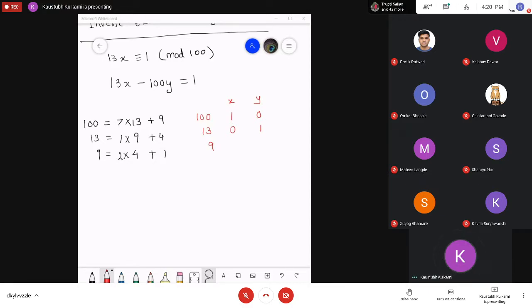One and 7. Anyone else? Almost correct. It's almost correct. Just check the sign. Yes, 1 and minus 7. Okay, 1 and -7.